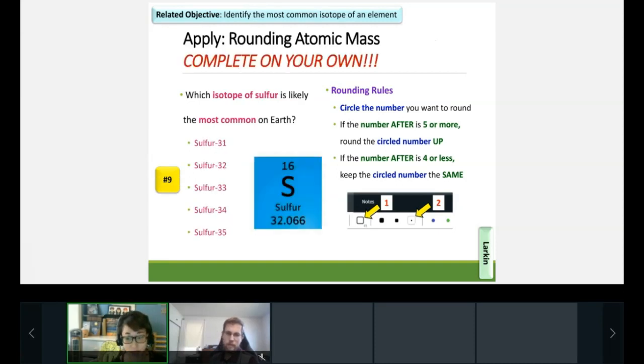Let's move on. All right, so this one we need to go ahead and finish on our own. I will go ahead and annotate it for you though. So which isotope of sulfur is the most common on Earth? We have 5 options: sulfur 31, 32, 33, 34, 35. Again, sulfur can exist in many forms with many masses. But again, that weighted average is going to be closest to which isotope is probably the most common, based on how weighted averages work.